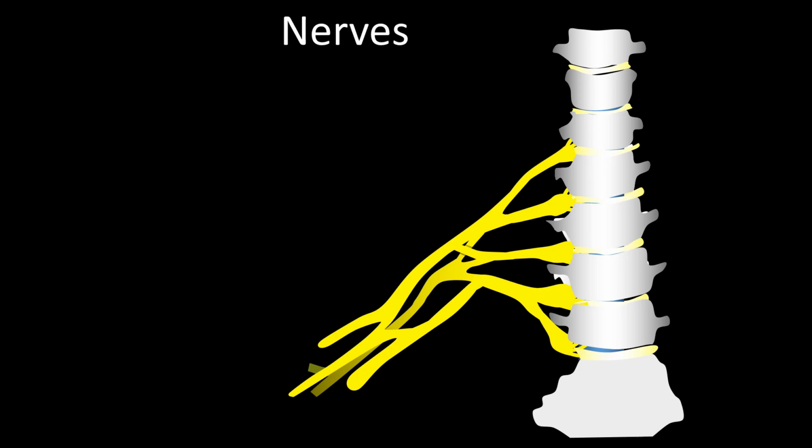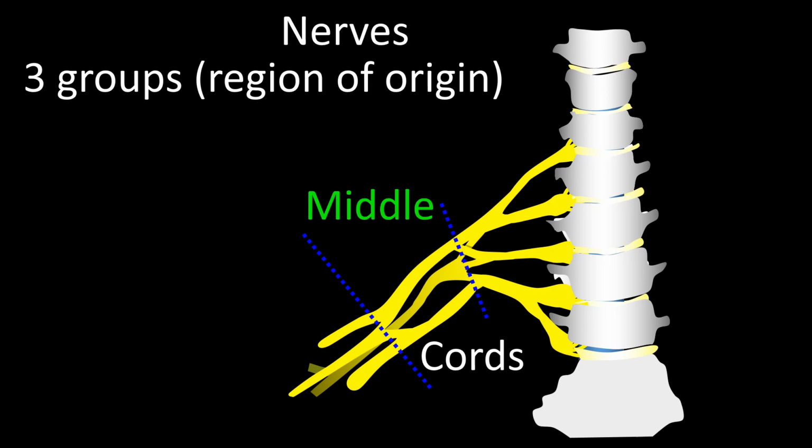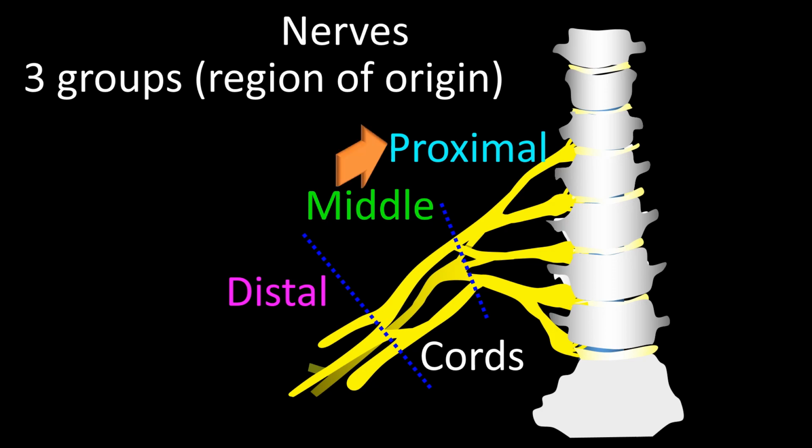The nerves arising from the brachial plexus can be divided in three groups according to the region from which they originate. A good system is to use the cords as the landmark to divide the brachial plexus region, as I am showing you in this frame. The region of the cord is then named the middle region. Rostral to it is the proximal region, and distal to the middle cord region is the distal region. I will start by talking about nerves that arise from the proximal region.